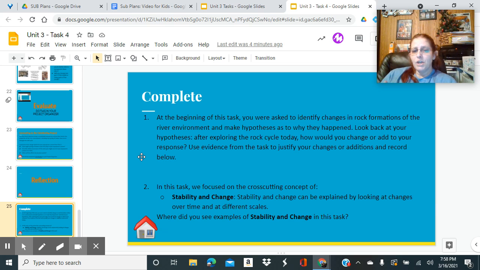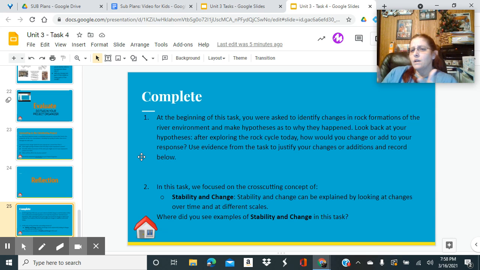Stability and change is one of the concepts that we're focusing on in this particular task with our standards-based grading. Stability and change can be explained by looking at changes over time. Stability and change means, did it happen a year ago and 200 years ago? Could you tell the difference? That's basically what's happening.